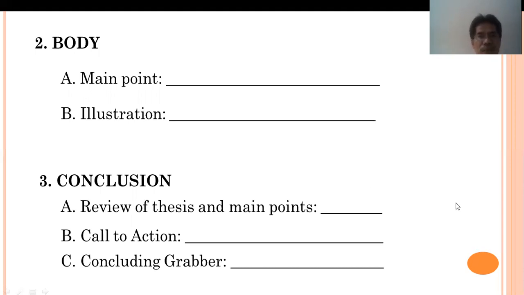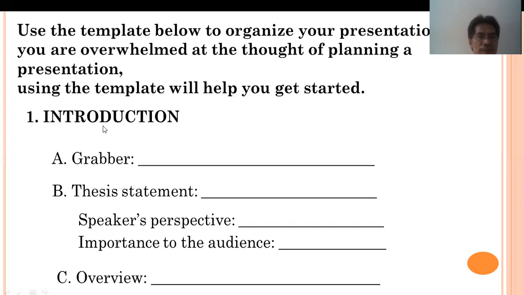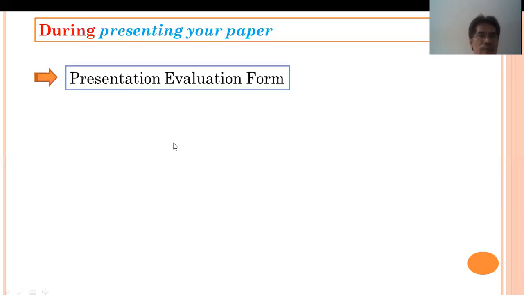The last part of the template is probably the conclusion, a review of the thesis and main points. You don't have to write everything you said in your body again. You have to restate it by using other statements or sentences related to the findings of your study, for example. Then call to action, concluding grabber. So here we have introduction, body, and conclusion.